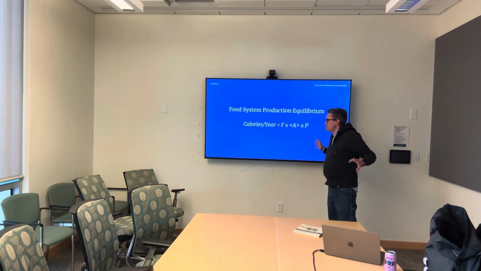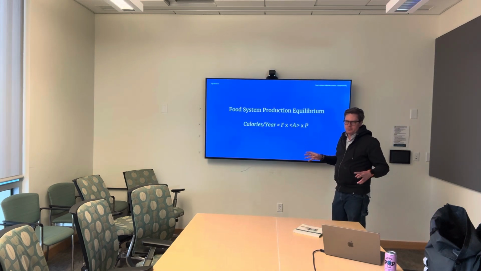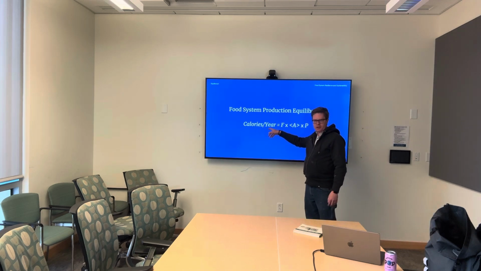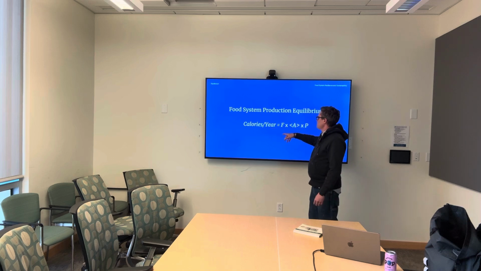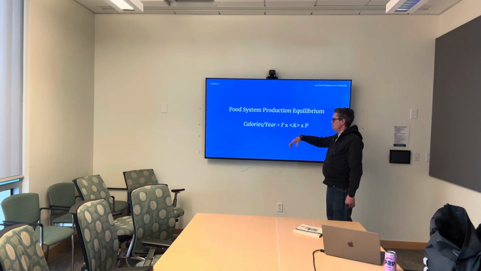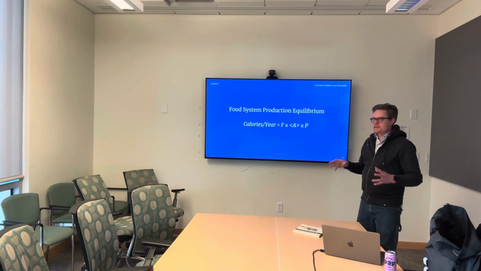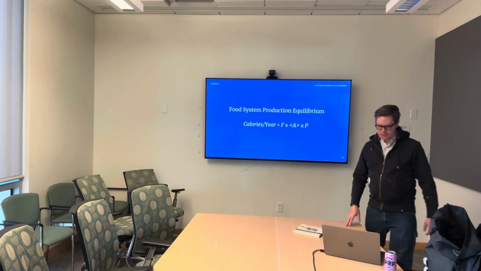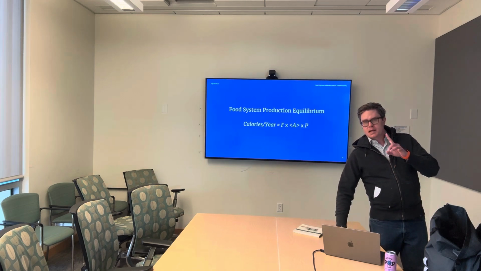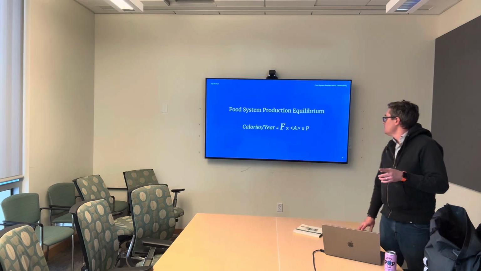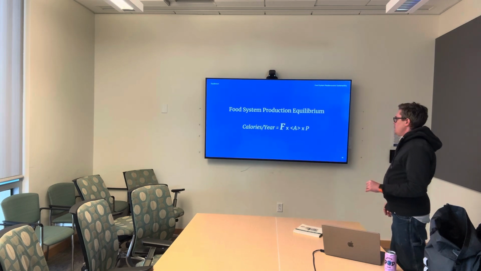Here's the most basic food system production equilibrium. Now we're looking at food system production here. So the calories per year equals the number of farms times the average number of acres per farm times productivity, which is the number of calories per acre. That is how much food is being produced in a food system. However, the food system is not only made up of food that is being produced, but we'll get to that in a moment.